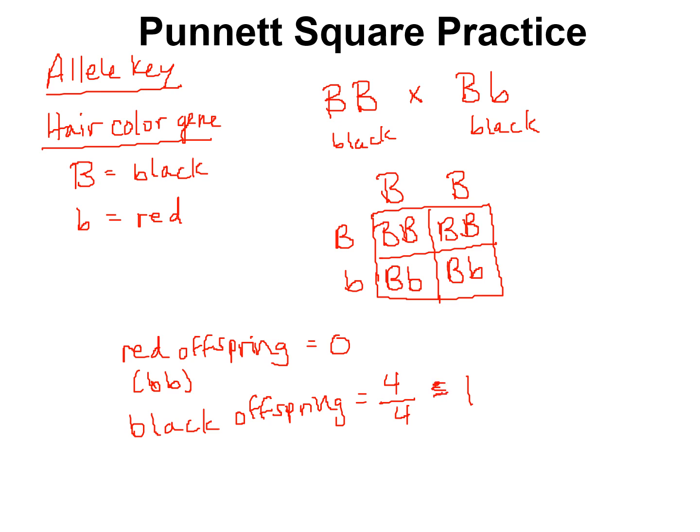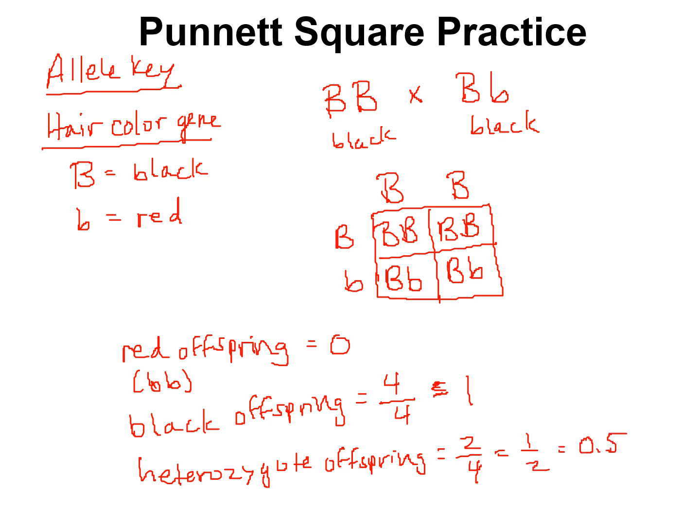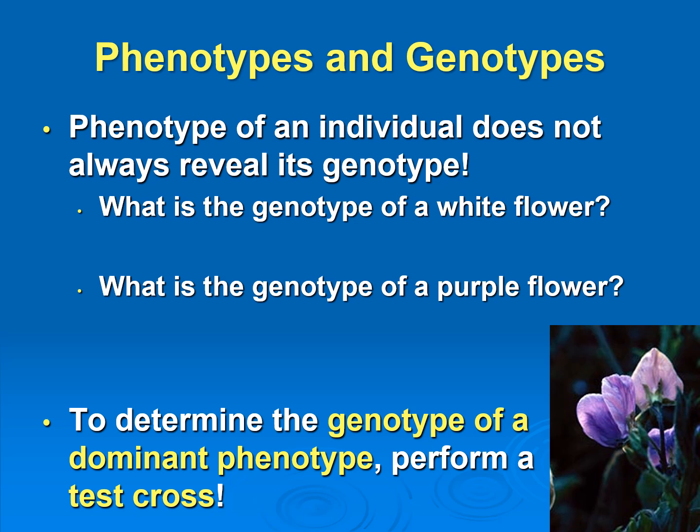Okay, and the probability of getting a heterozygote offspring. Okay, well that would be 2 out of the 4, or 1/2, or 0.5 or 50%.